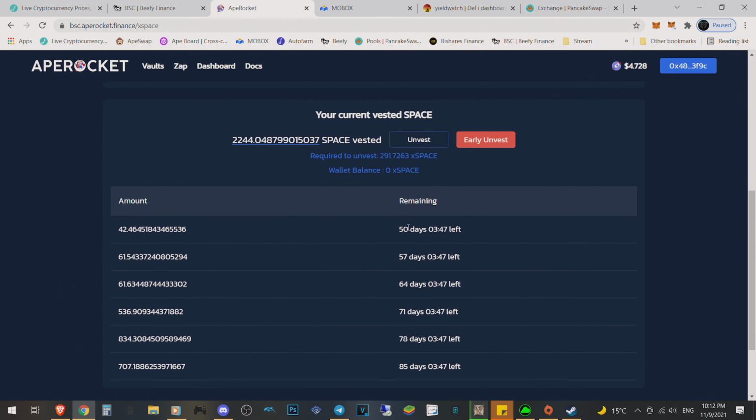Okay, once this is done, now you have one of two options. You can either wait out the 90 days, or you can early unrest. Early unrest means that you have to get a certain amount of X space. You can only unrest everything. You get a certain amount of X space that you have to get. So you have to unstake that X space. And then once you early unrest, you will pay a 50% fee. So you're getting penalized for doing an early unrest.